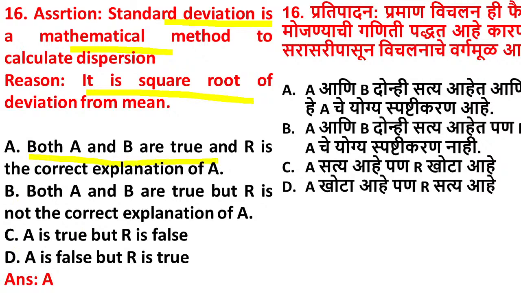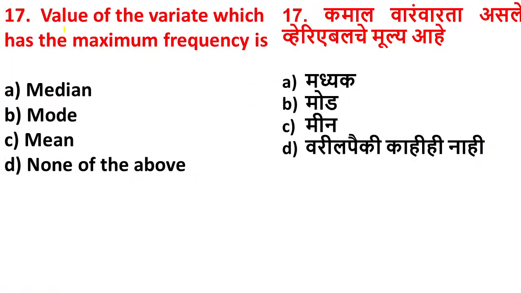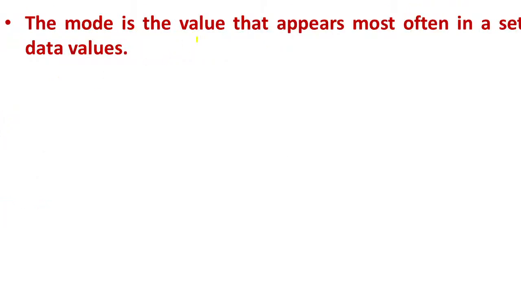Both assertion and reason are true here and R is the correct explanation of assertion. Question number 17. Value of the variate which has the maximum frequency is: option A, median; option B, mode; option C, mean; option D, none of the above. Yes, that is mode. The mode is the value that appears most often in a set of data values.